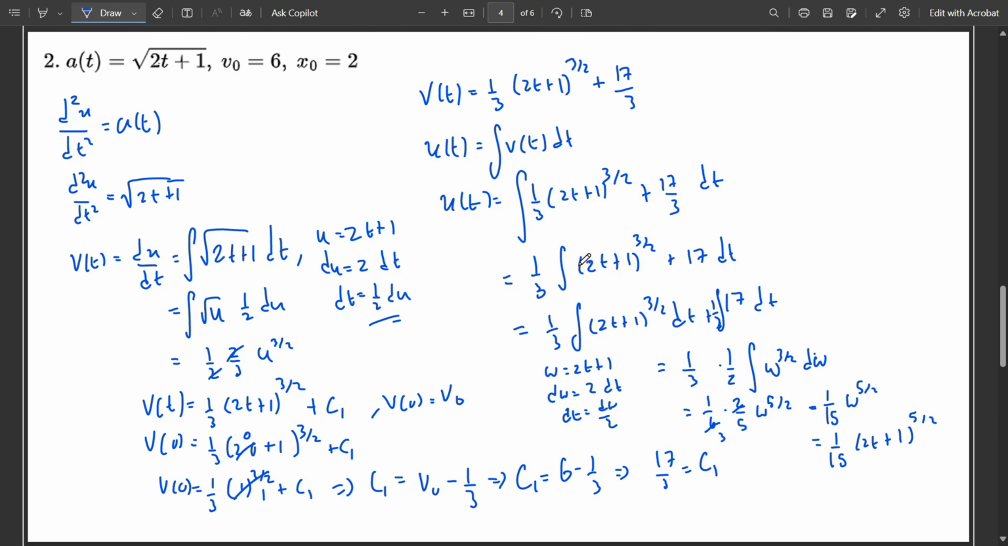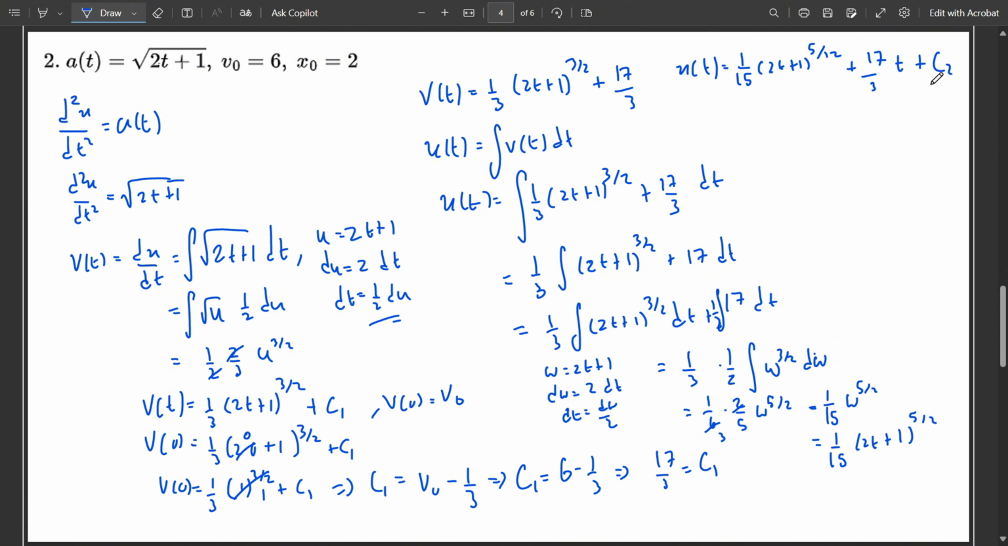Well, we have our x of t is just 1 over 15 (2t plus 1) to the 5 over 2, and we have plus the integral of 17 by 3 here, we would have 17 by 3 t plus c2.